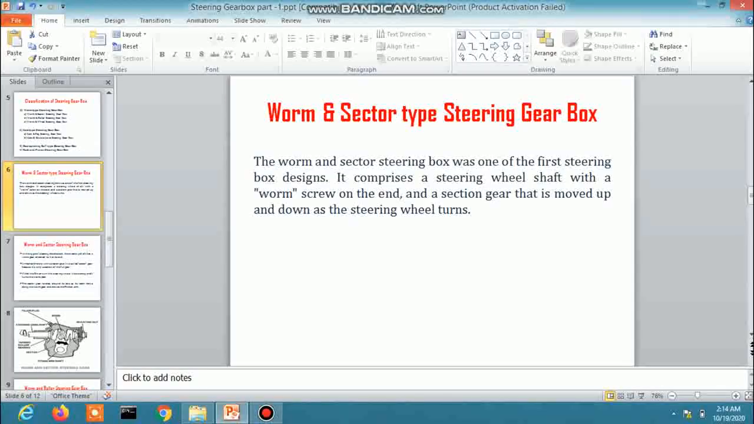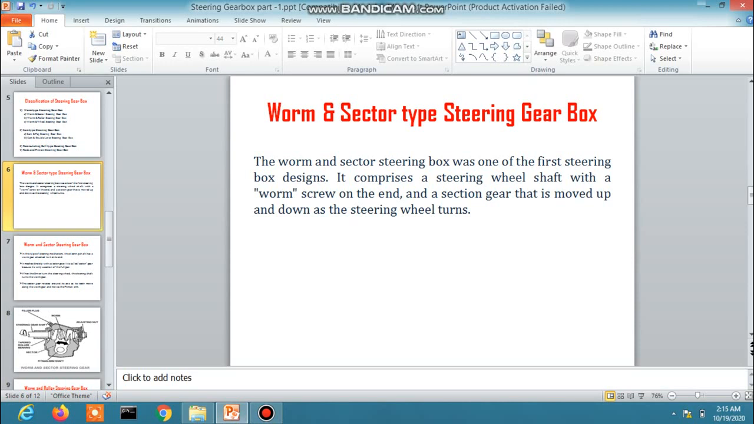Worm and sector type steering gearbox. Before starting the worm and sector type steering gearbox, first of all you should know what a worm is. The worm is a large screw consisting of several square, trapezoidal or helical profile threads. Its upper end remains attached to the steering column, while the lower end is generally supported by the end cover. The worm meshes with the wheel sector, nut, roller or the peg on its side.